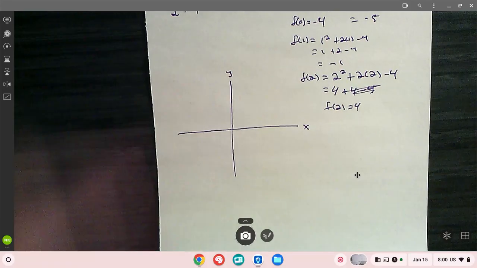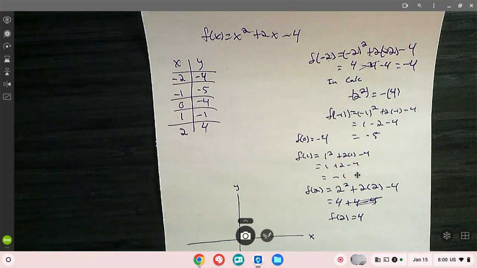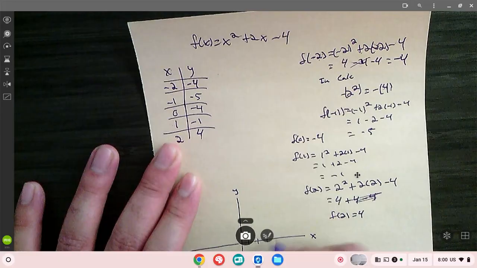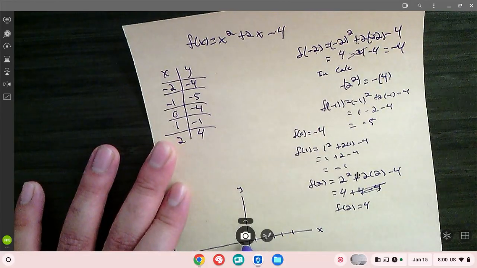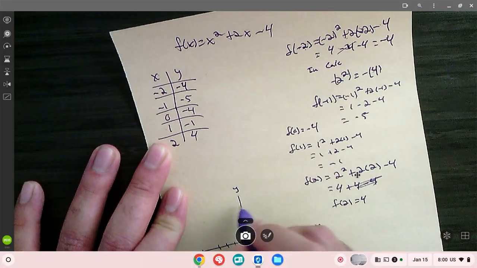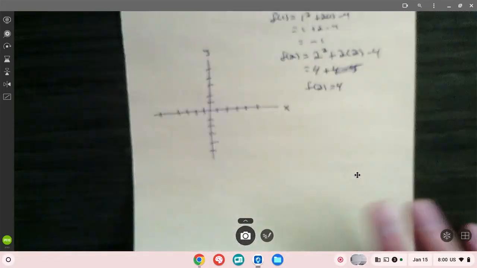Looking at my table, all my numbers are between -5 to +5. So that's where I'm going to make my boundaries of my graph. I'm going to go positive 5: 1, 2, 3, 4, 5. Negative 5: 1, 2, 3, 4, 5. Positive 5 on the y, 1, 2, 3, 4, 5. And positive or negative 5 on the bottom, 1, 2, 3, 4, and 5.